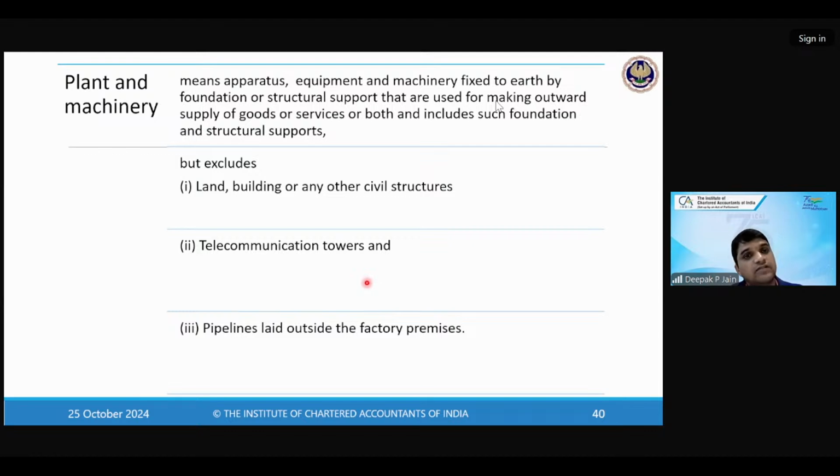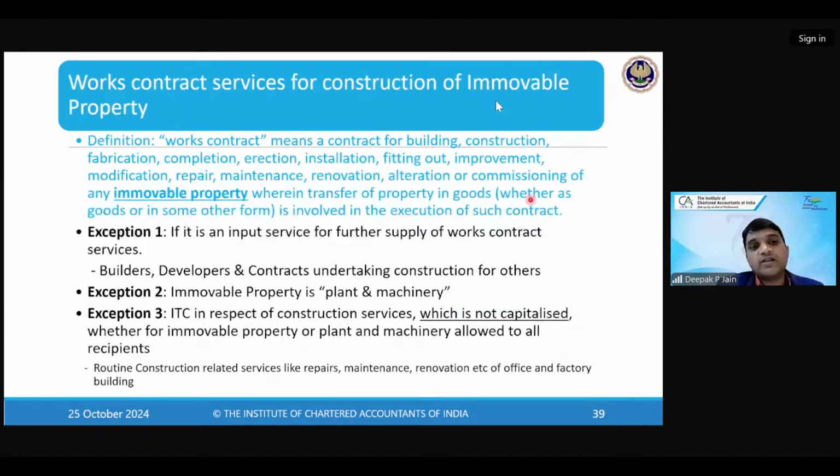Telecommunication towers, you can never call them plant and machinery for the purpose of GST. And any pipelines laid outside the factory premises, petrol pipelines or oil pipelines, anything which you are setting up. The pipelines inside the factory premises, you will get the credit, but outside the factory premises, credit will not be available. So that is the definition of plant and machinery. So we understood that for works contract you will not get the credit.